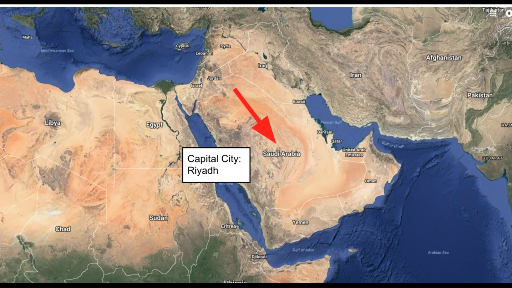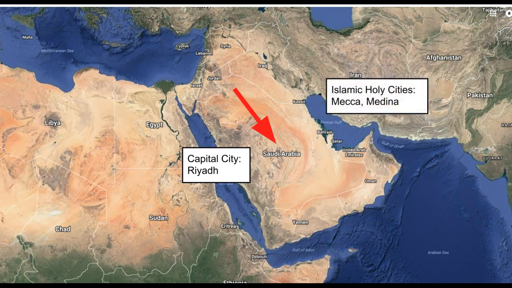Next on our list is Saudi Arabia. The capital of Saudi Arabia is Riyadh. That's probably not the most popular city in Saudi Arabia because they're much more known for their two Islamic holy cities of Mecca and Medina, as Saudi Arabia is essentially considered the birthplace of Islam, with the Prophet Muhammad being very heavily involved in both Mecca and Medina as his birthplace and one as the area of pilgrimage.